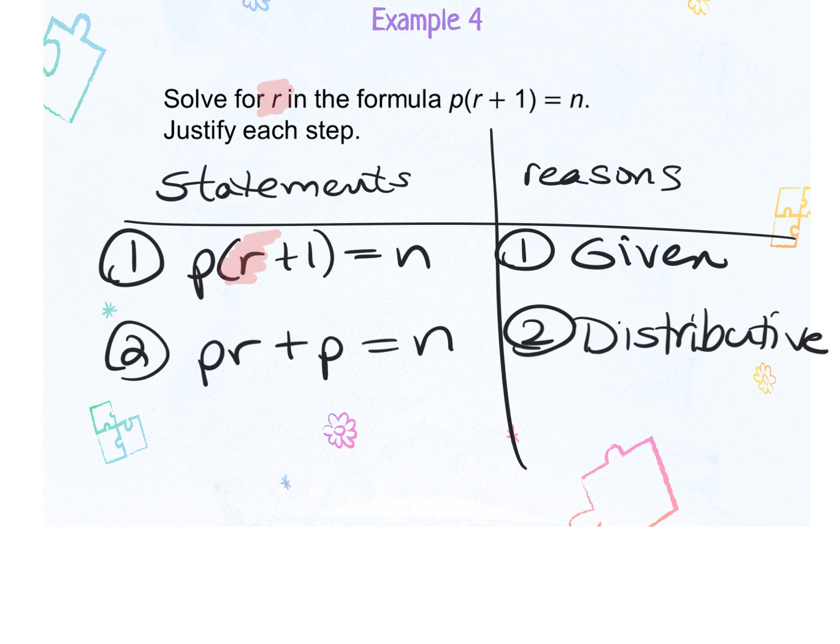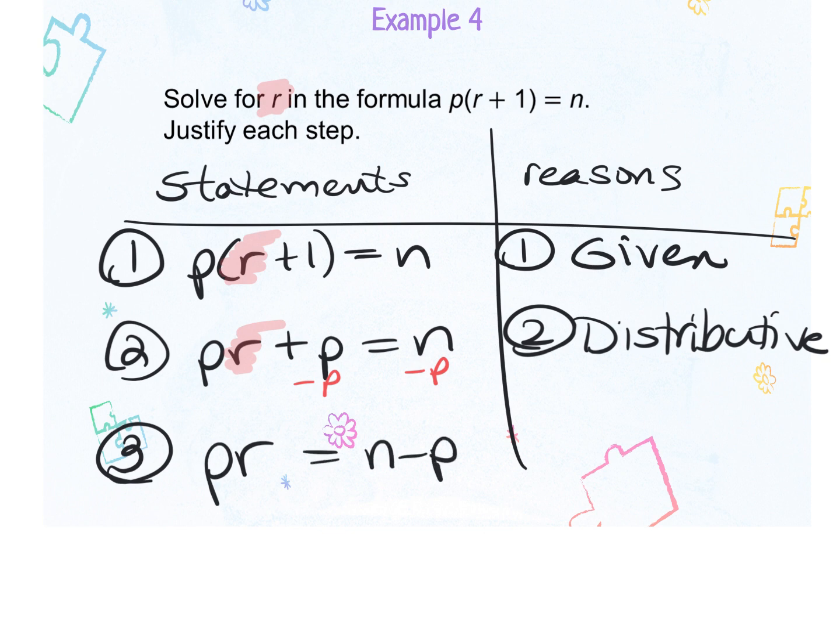Again, my goal is to get this r by itself. So I need to get rid of those p's. So the next thing I can do is subtract p from both sides. What I'm really doing here is this, and you don't need to show that in the proof, just the final of what you got when you subtracted. So now I have pr equals n minus p. So this was the subtraction property of equality.